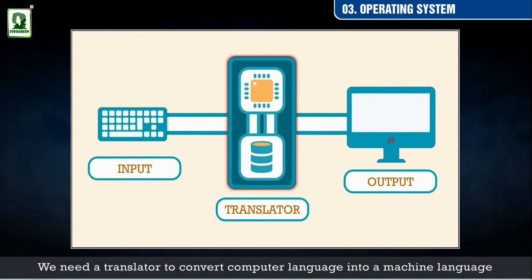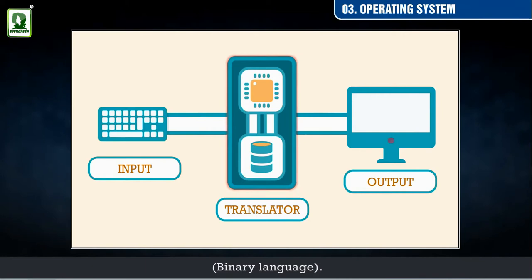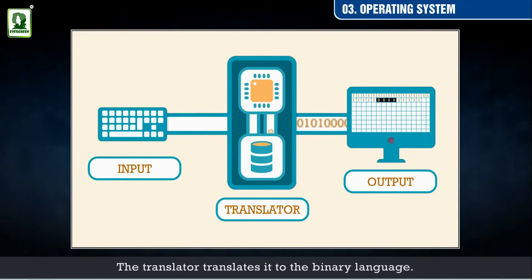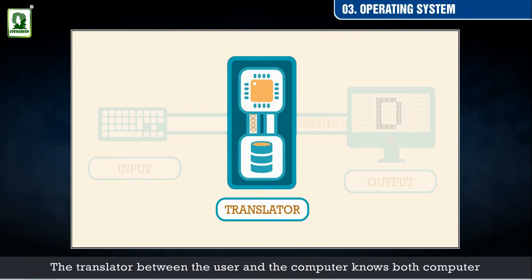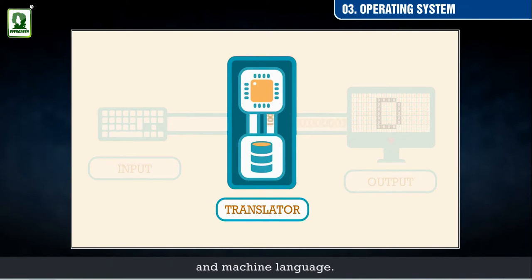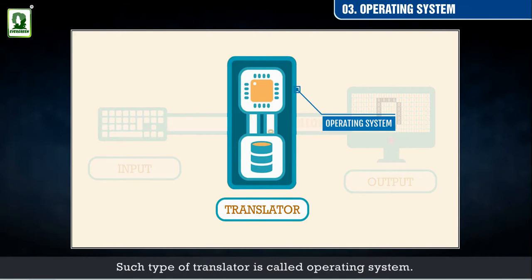We need a translator to convert computer language into a machine language, binary language. When we enter input in the form of computer language, the translator translates it to the binary language. The translator between the user and the computer knows both computer and machine language. Such type of translator is called operating system. We give instructions to one computer through operating system.